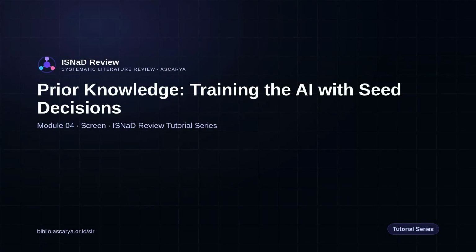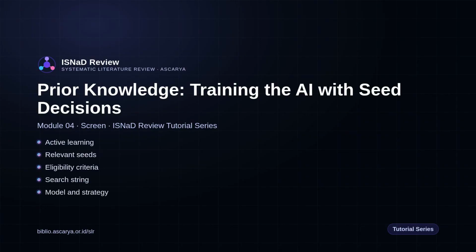Module 04 opens the screening stage, and its first step is not reading abstracts, but teaching the machine. The prior knowledge screen asks you to mark a few clearly relevant studies and a few clearly irrelevant ones, to write down your eligibility criteria, and to choose a model. Those seeds are what shape the queue.